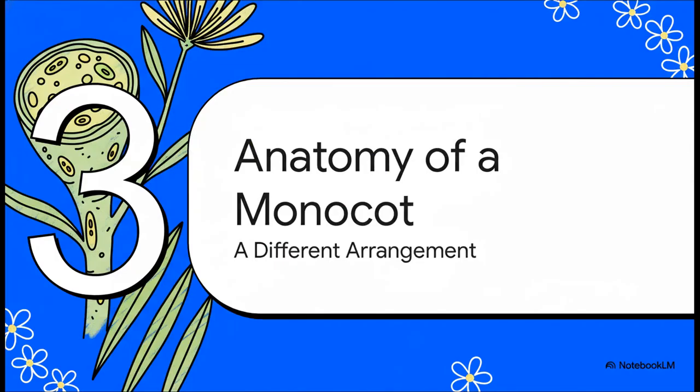Okay, so we've seen the very orderly world of the dicots. Now let's flip the script completely and look at the monocots. We're talking grasses, corn, lilies, palm trees. How do they handle all the same life functions, but with a totally different design?